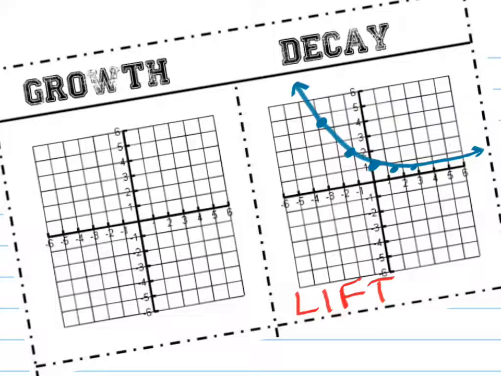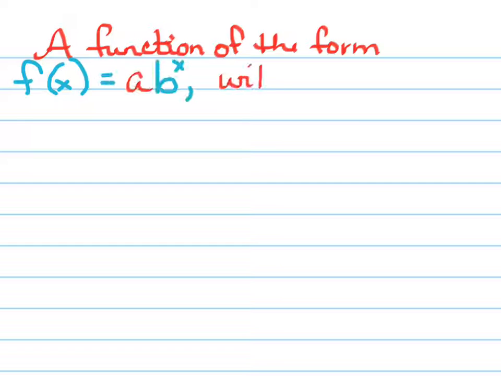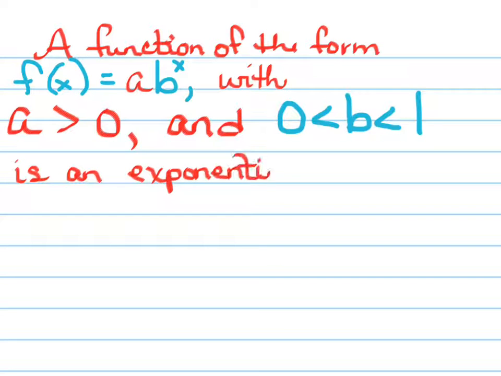Okay, so now what we're going to do is take a look at a graph of decay. A function of the form f of x equals a times b to the x with a greater than 0, and the base falls between 0 and 1. In other words, it's a fraction that lives in between the boundaries of 0 and 1. This is going to be a graph of exponential decay.